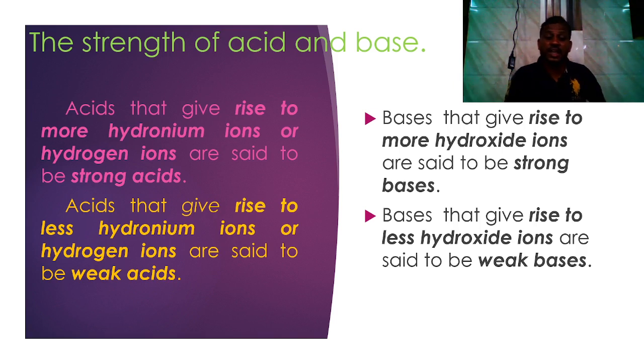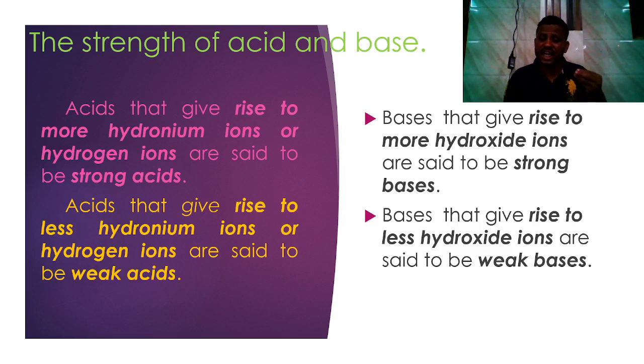The second point, acids that give rise to fewer hydronium or hydrogen ions are said to be weak acids. The substances which liberate fewer hydrogen ions are known as weak acids. The bases which liberate fewer hydroxide ions are said to be weak bases. Very simply we can remember them.